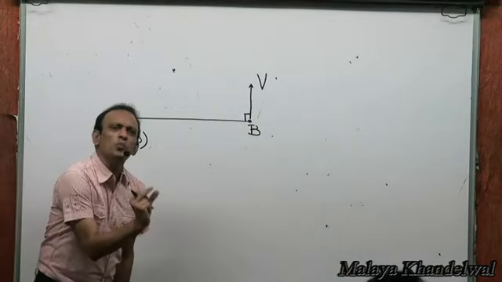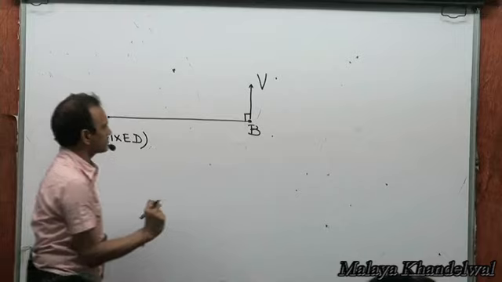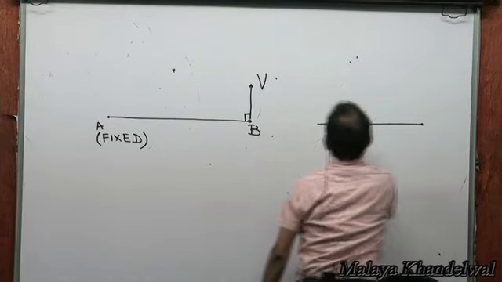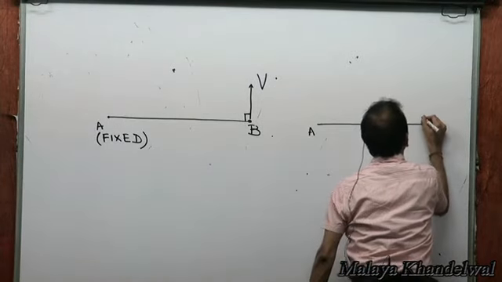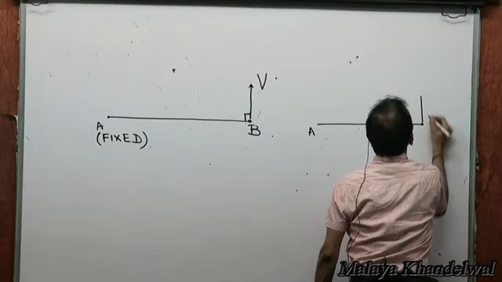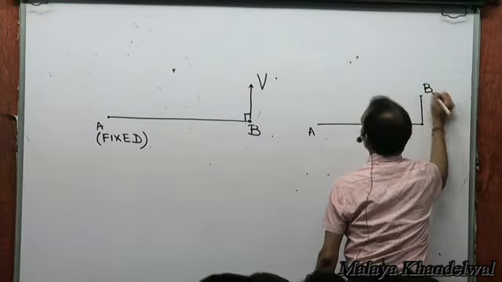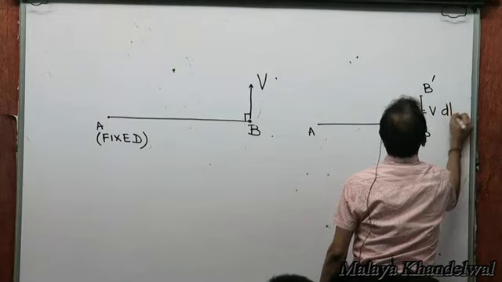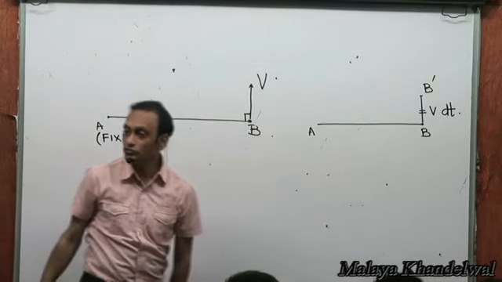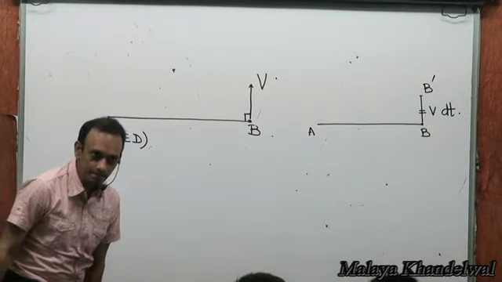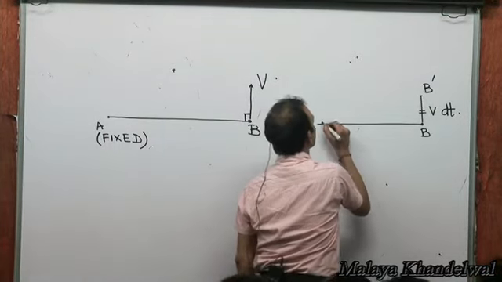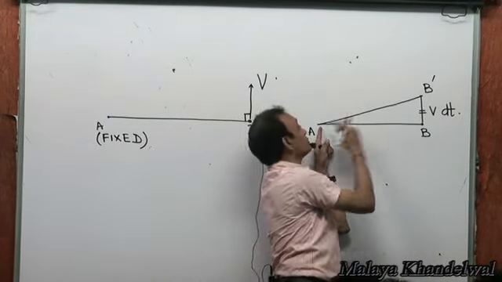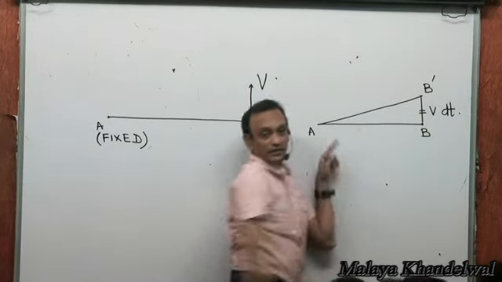Now, in a small time dt, so initially it's perpendicular to AB. A is fixed, it will remain here, whereas B will move to a point in a small time dt. B will move from B to B prime by an amount v dt. Now, this was the original line joining A and B. This would be the final line joining A and B. Yes or no?